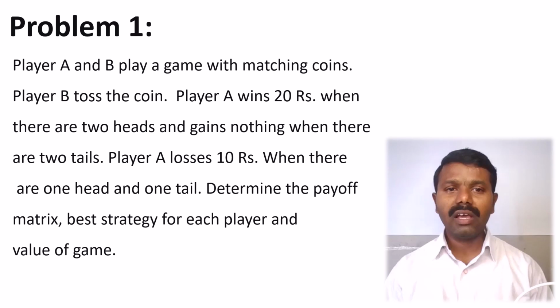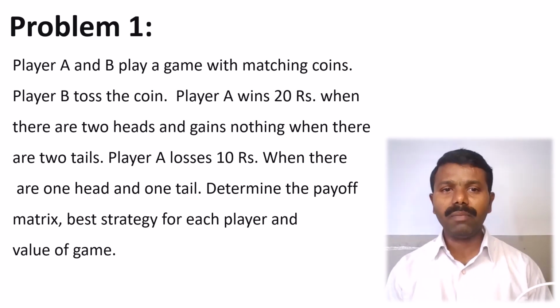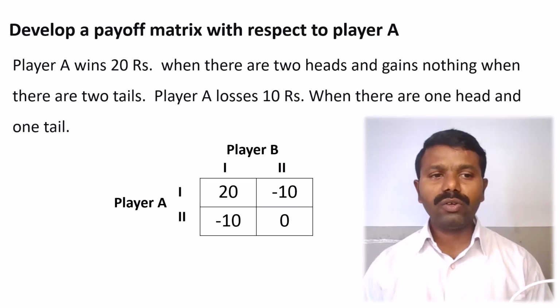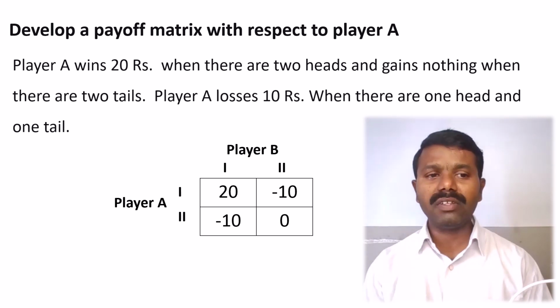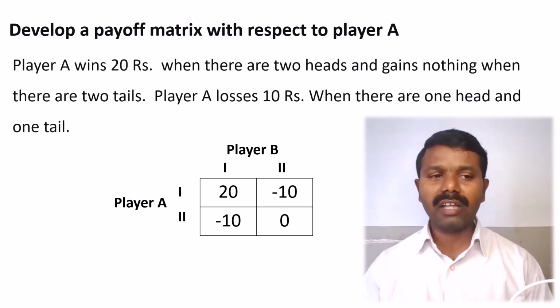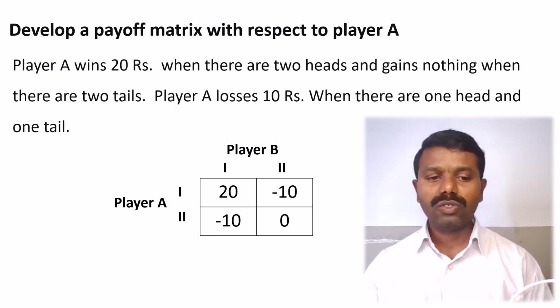So let us see how to solve this practical problem using our known methods. For any problem you want to solve, the first step is that we need to have the payoff matrix. So we first develop the payoff matrix. Here the condition is that player A wins 20 rupees when there are two heads and gains nothing when there are two tails. Here you can see the matrix I have already given.